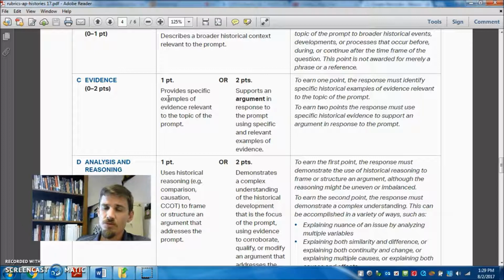You know, maybe 2 pieces. It doesn't give you a specific number, but maybe 1 or 2 specific pieces of evidence. The 2 points, okay, says using specific and relevant examples of evidence. So I would assume that you're just extending this a little bit more. You're going a little bit deeper. Let's see, provide specific. So it says is relevant to the topic.